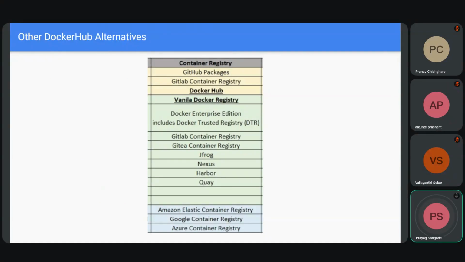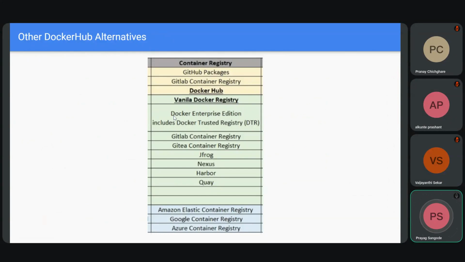Docker Hub is not the only container registry. There are many. GitHub has its own package registry. Then GitLab also has its own container registry. They are both used for storing code as well as images. Docker Hub we have covered. Then there is the vanilla Docker registry, which means using your own VM as a container registry using some commands.